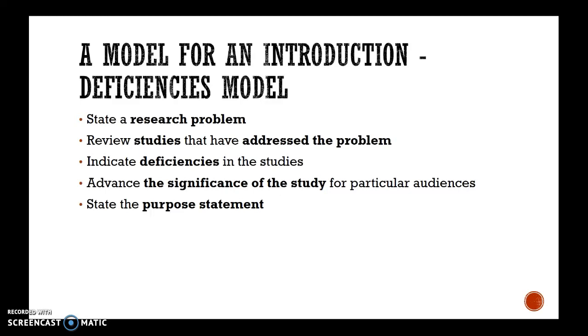This is the full list of the parts of the introduction. First, you state a problem, a research problem, and then review the studies that have been done on the problem, and then indicate the deficiency in those studies, and then advance the significance of the study for a particular audience. The study may have been done for one audience group, but not for another. So you can use those studies to apply to a different audience.